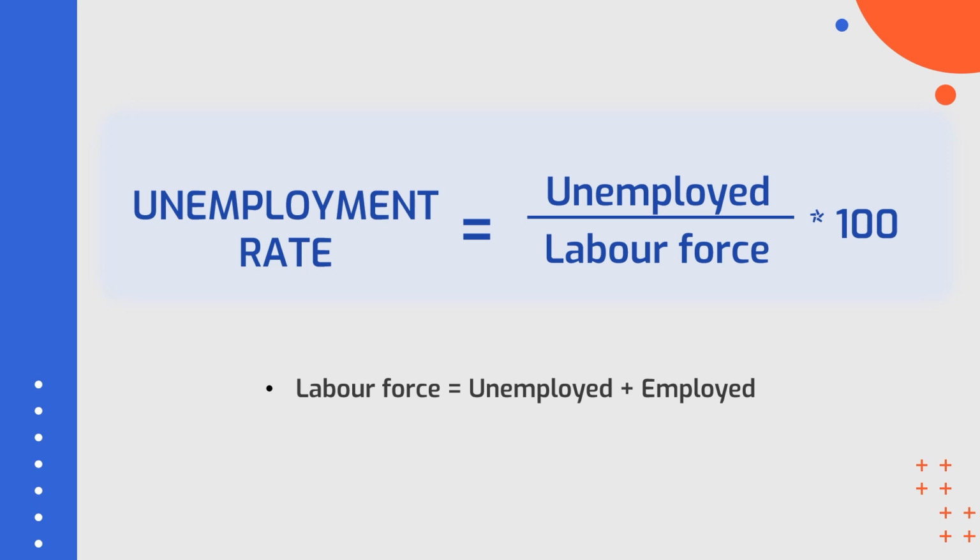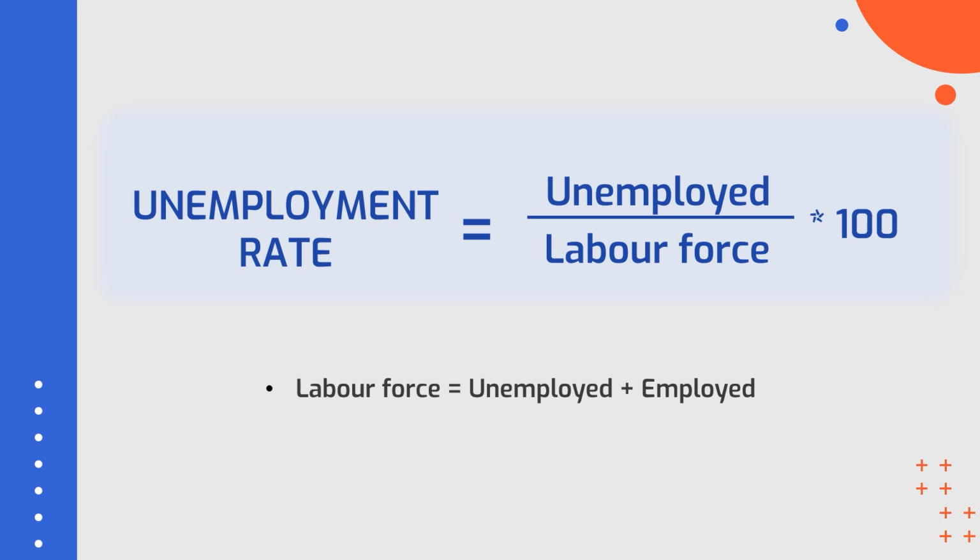For example, if the economy has 50,000 unemployed people and the total labor force is 650,000 people, then the unemployment rate is roughly 7.68%.